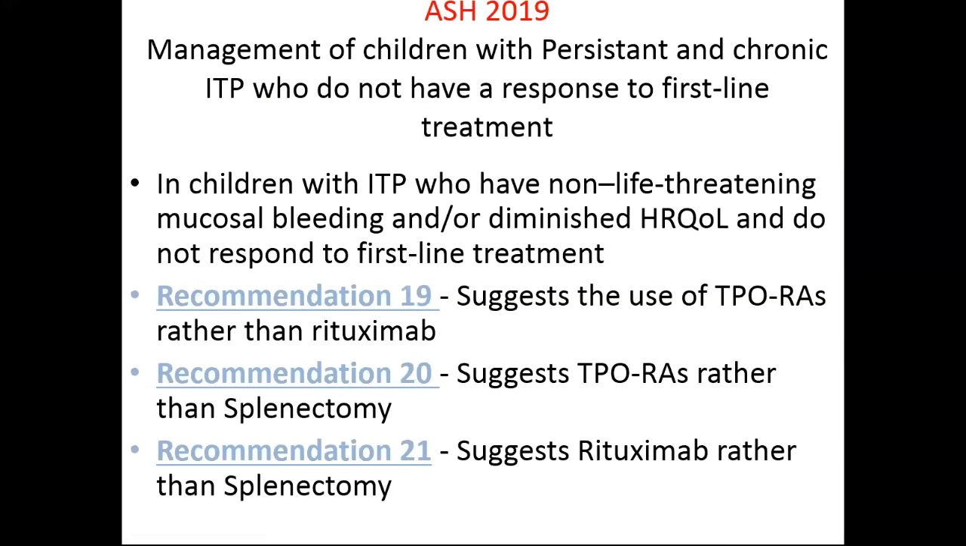So this is a summary basically of what we have learned till now, the management of children with persistent and chronic ITP who do not respond to the first line treatment. The ALPS guidelines suggest that we should first use TP receptor agonist over rituximab, and rituximab over splenectomy.